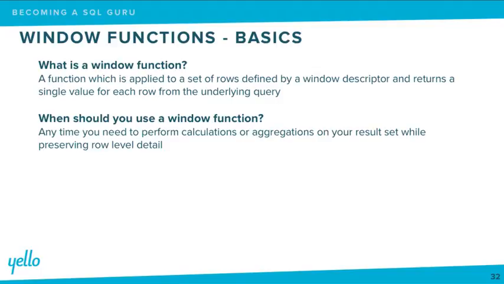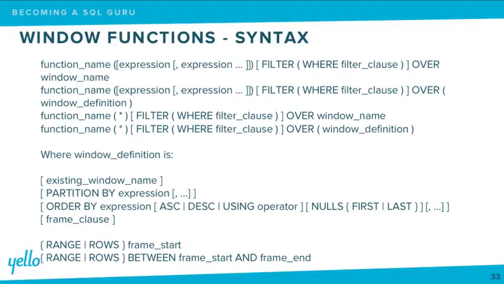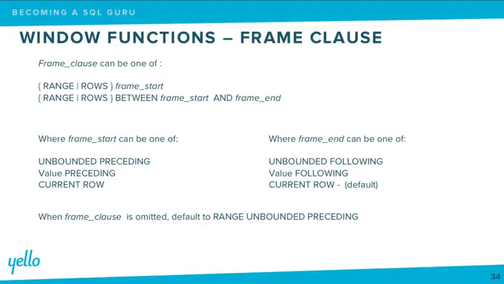So the times when you would really want to use window functions is if you need to perform calculations or aggregations while not grouping up in any way and retaining row level detail. So we're going to go over a couple examples of this. To start off with, this is the syntax for window functions. It looks kind of complex. We'll break it down in a little more detail. But high level, you have some kind of aggregation, an over clause, then your window definition, and an optional frame clause.